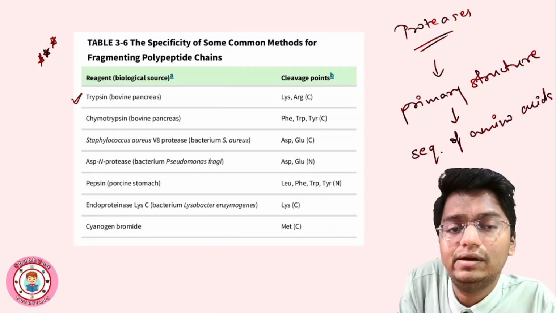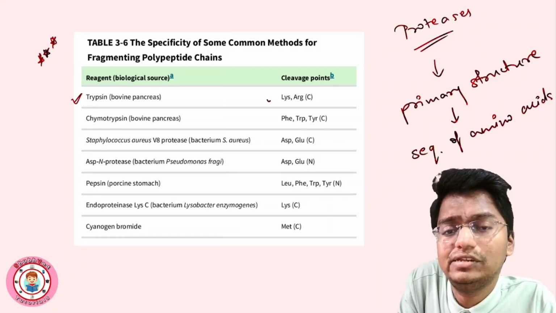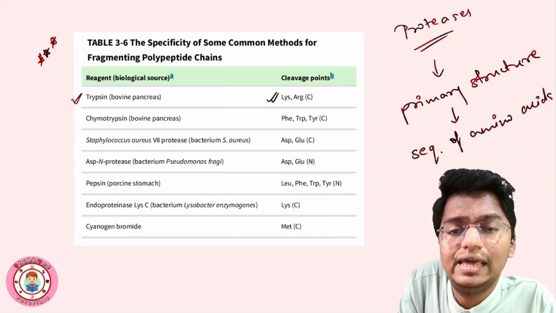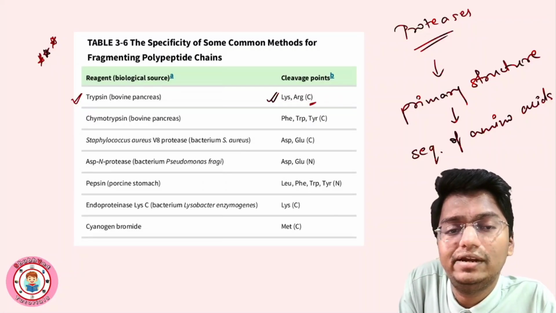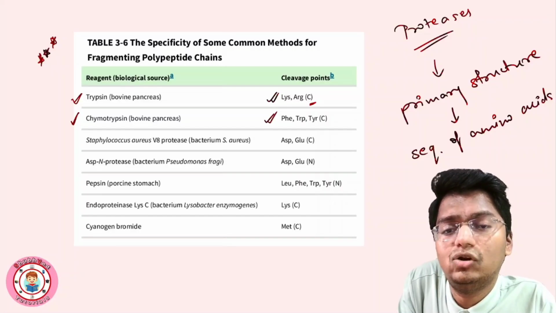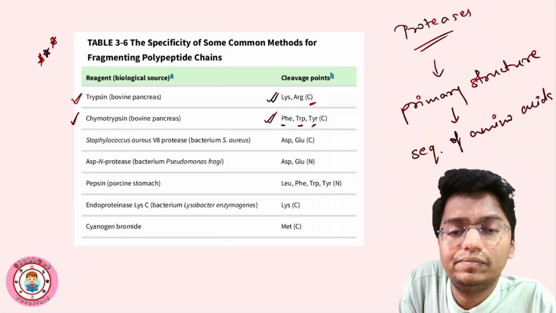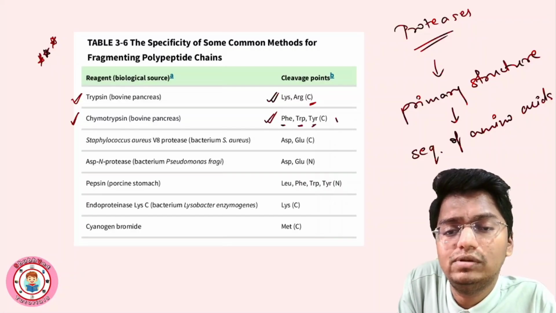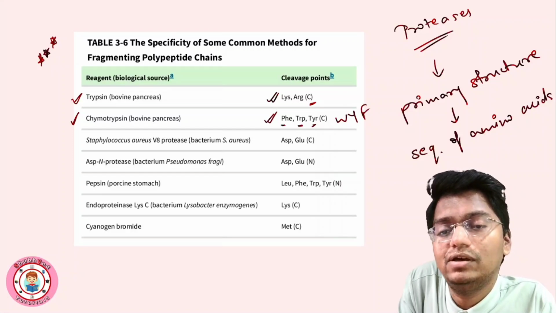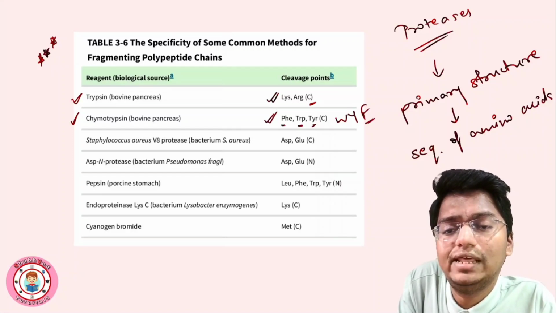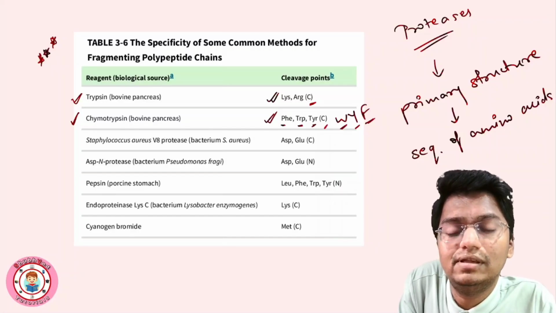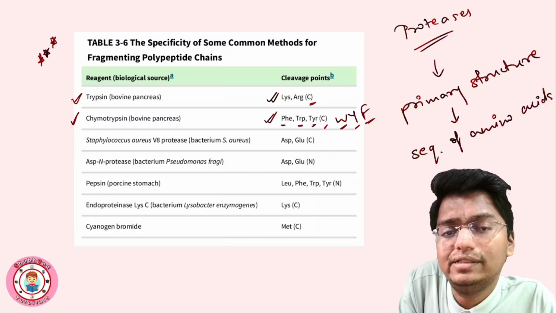Like trypsin, right? What is the cleavage point of trypsin? Lysine, arginine. Okay, lysine, arginine, and C stands for C terminus, right? Then chymotrypsin, you have to remember aromatic amino acids. Okay, aromatic amino acids. These are aromatic amino acids: phenylalanine, tryptophan, tyrosine. Right? I will give you a shortcut for this: WFY. Okay, F stands for phenylalanine, Y stands for tyrosine, and W stands for tryptophan. Okay, again C terminus. These two are the important enzymes.